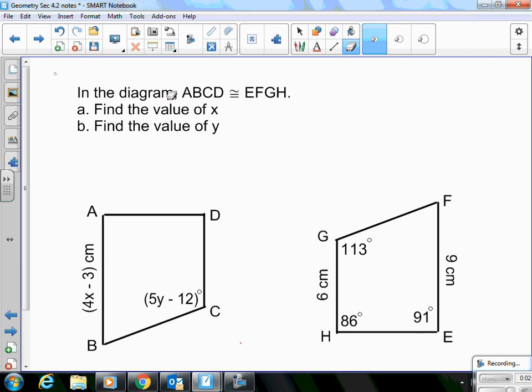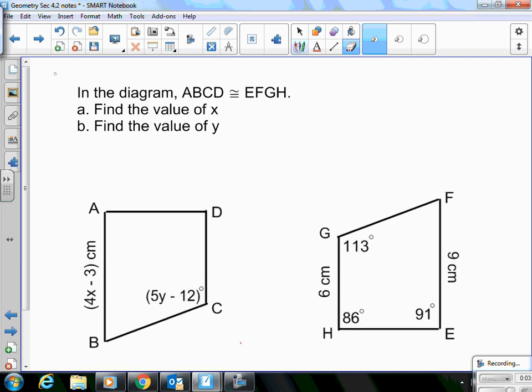All right. So here it says in the diagram, ABCD is congruent to EFGH. Find the value of x and find the value of y. All right, so just like I just stated, if it says that ABCD is congruent to EFGH, then that gives us what corresponds with what. Right? So by following through, A is going to match up with E.